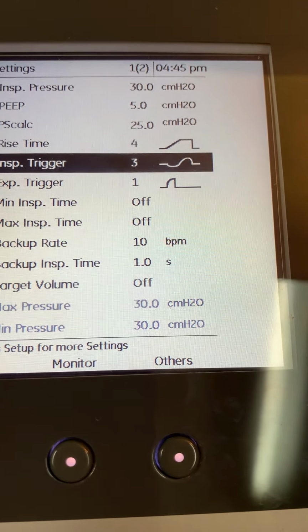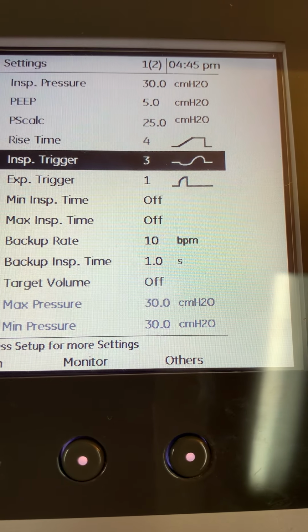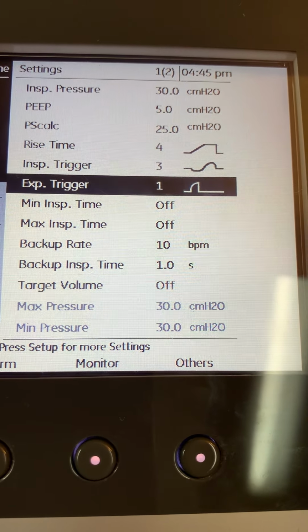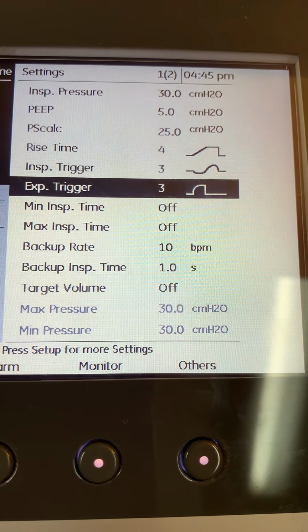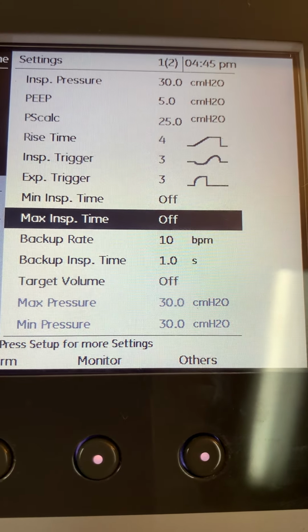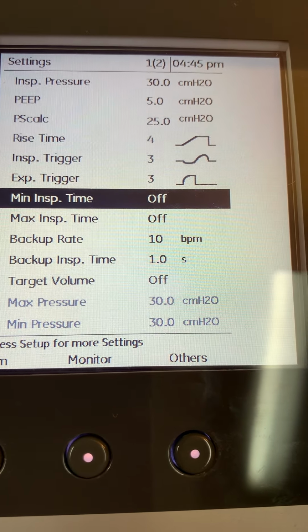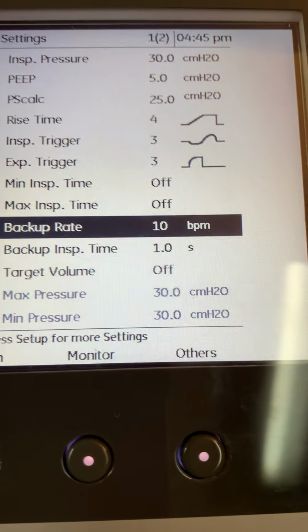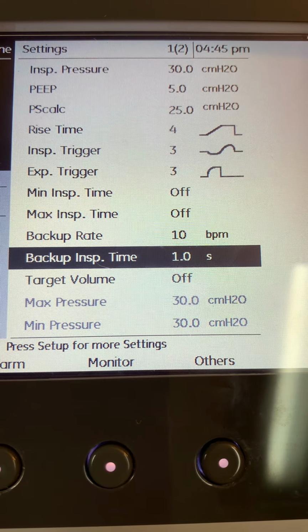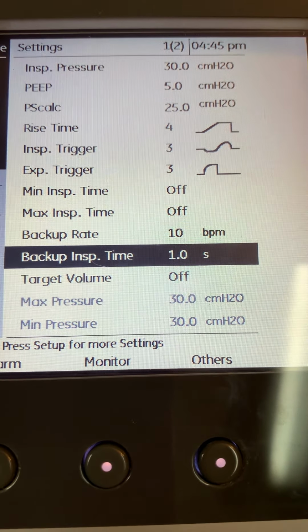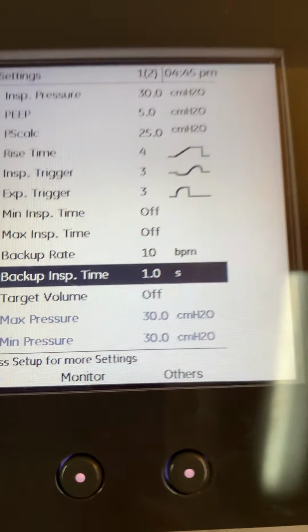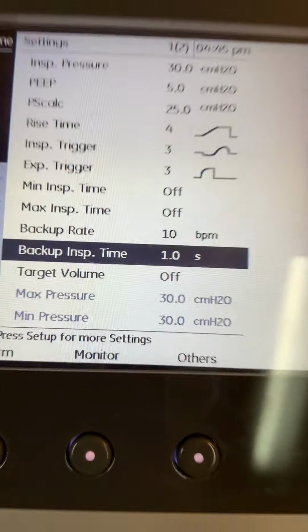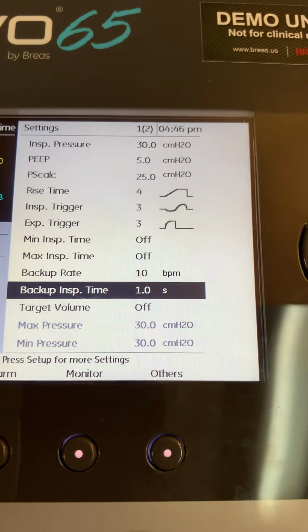Okay, I currently have a rise time of 4, inspiratory trigger of 3, expiratory trigger of, we'll just say 3. I have a min and max I time setting of off, backup rate of 10, okay, and backup inspiratory time of 1. So let's go over some of these, the important settings in the pressure support, okay.